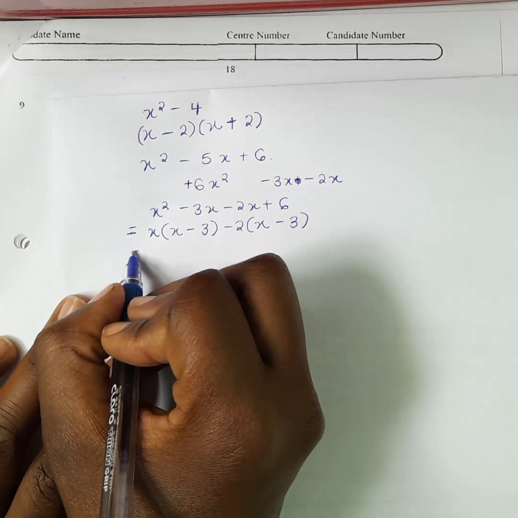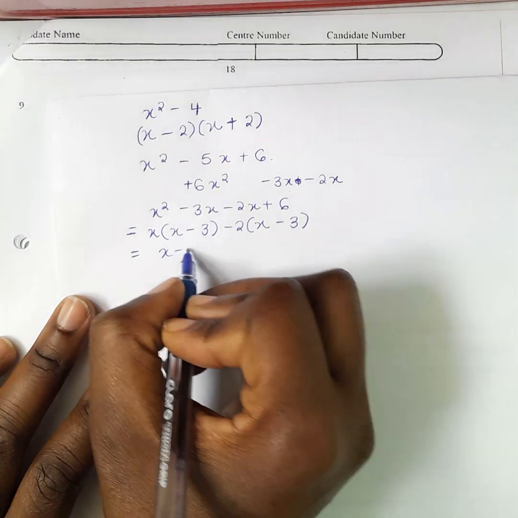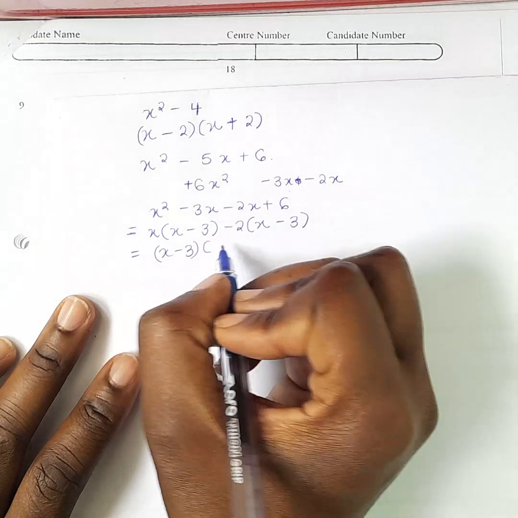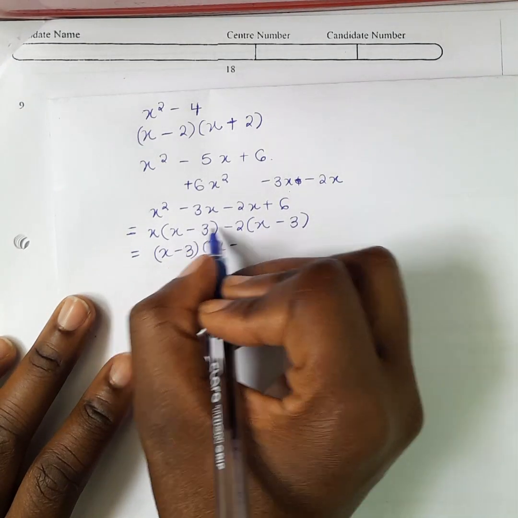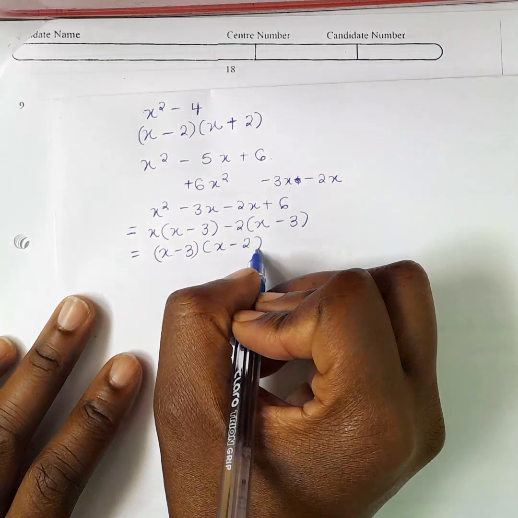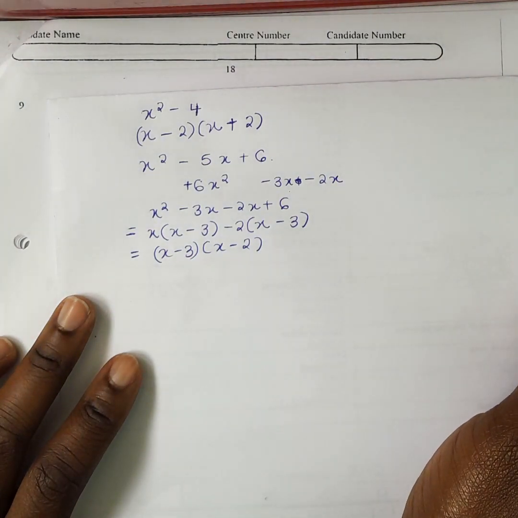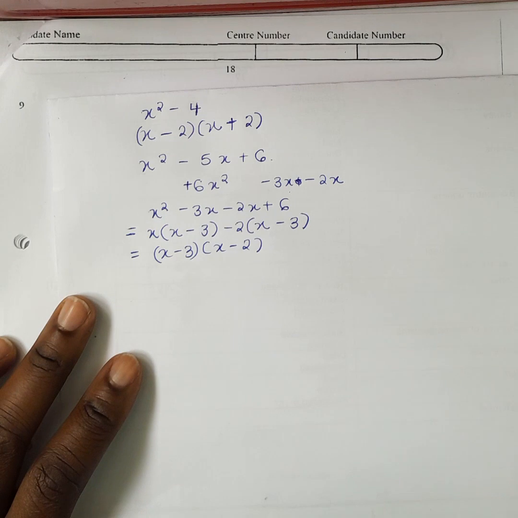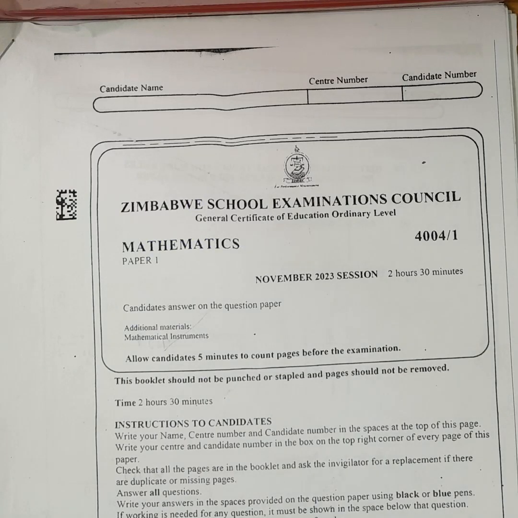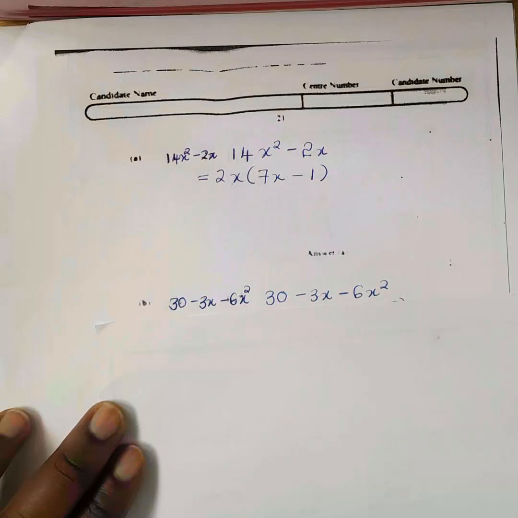And then we are going to write x minus 3 times x minus 2. There's no need to write this x minus 3 twice. So our final answer is going to be x minus 3, x minus 2. We are going to extract another question of factorizing a trinomial from November 2023, Maths Paper 1. The expression with 3 terms in November 2023 was on number 20B.